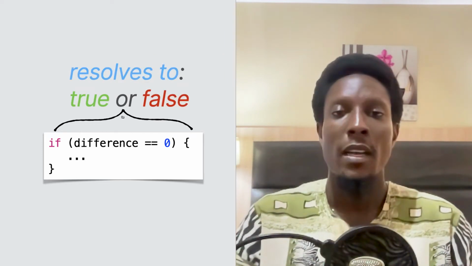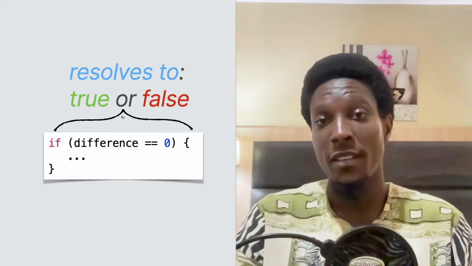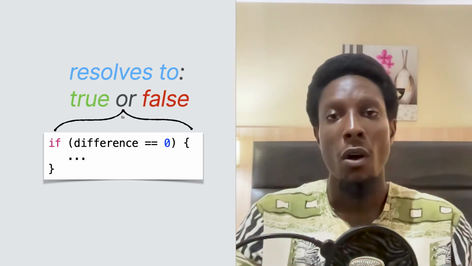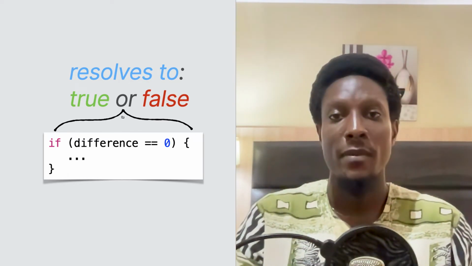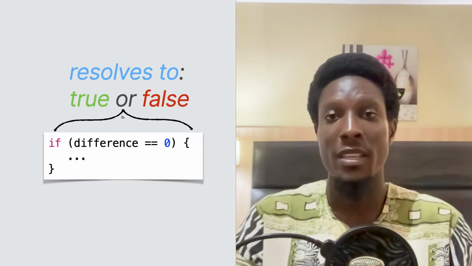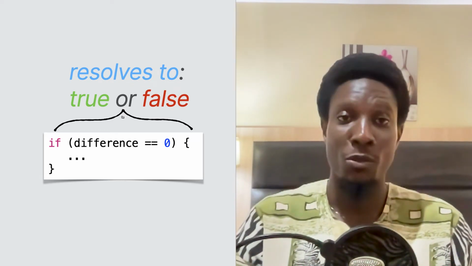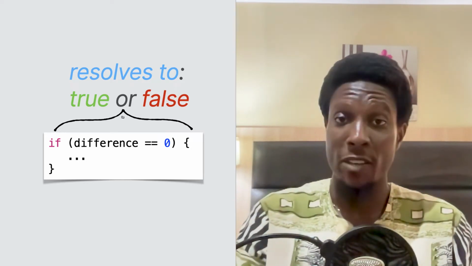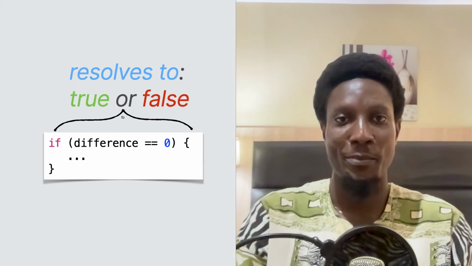In this case, the expression resolves to either true or false. Either the difference is exactly equal to 0, which means that the expression is true, or the difference is not equal to 0, which means that the expression is false. Effectively, the result of the difference equal to 0 expression is a temporary Boolean value. If that expression evaluates to true, the part inside the if statement will execute. If it evaluates to false, then the part inside the if statement won't execute.